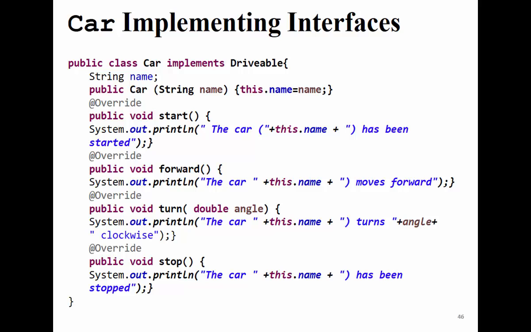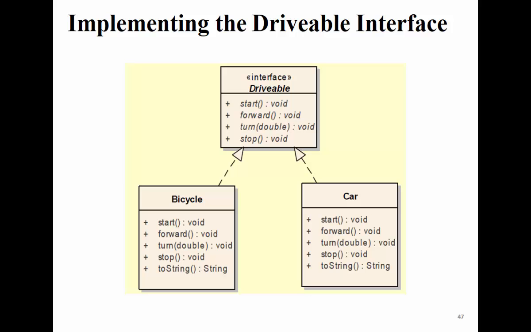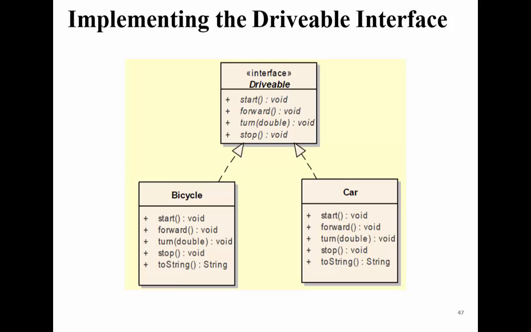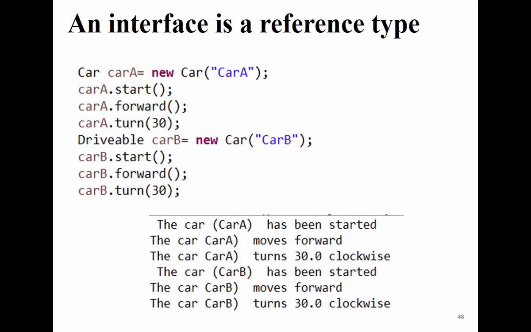The car also implements this interface. Okay? You can see here that the bicycle and the car decided to implement the drivable interface. And here we define a new object of the car. We start the car, we forward the car, we turn the car, and we create a new object of car P. We turn it left, start, forward and turn. And when we run, we see the implementation.